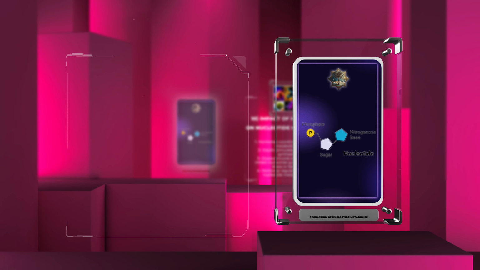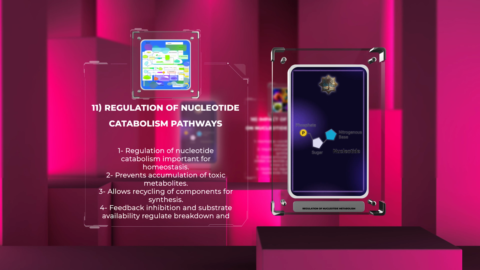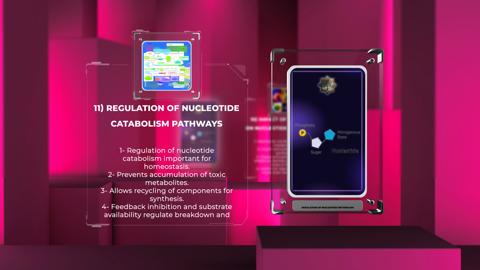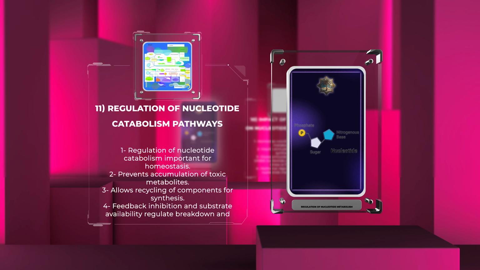In addition to nucleotide biosynthesis control, the regulation of nucleotide catabolism is equally crucial in maintaining nucleotide homeostasis. Nucleotide breakdown leads to the generation of nucleosides, phosphate, and bases, which are subject to further degradation. Enzymes involved in nucleotide catabolism are tightly regulated to prevent the accumulation of toxic metabolites and to recycle valuable components for nucleotide synthesis. Various regulatory mechanisms, including feedback inhibition and substrate availability, govern the balance between nucleotide breakdown and synthesis, ensuring the cell's nucleotide pool remains balanced.